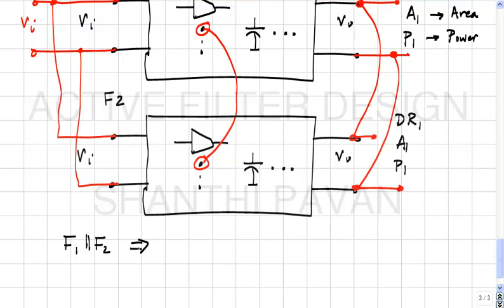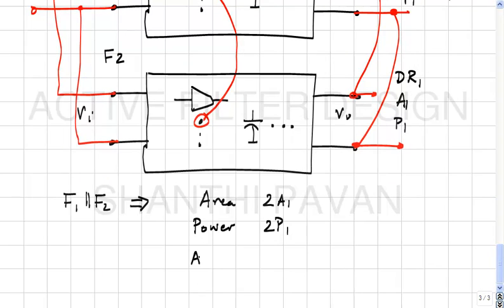F1 and F2 are connected in parallel. What can you say about the area? Area is 2A1. What about the power? 2P1. Okay. What can you say about A max?